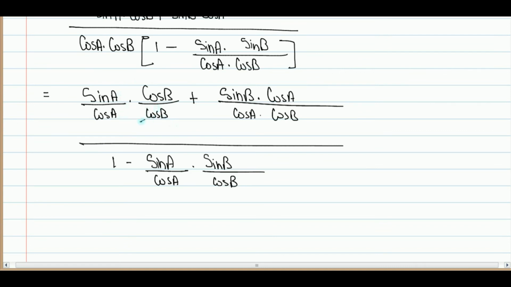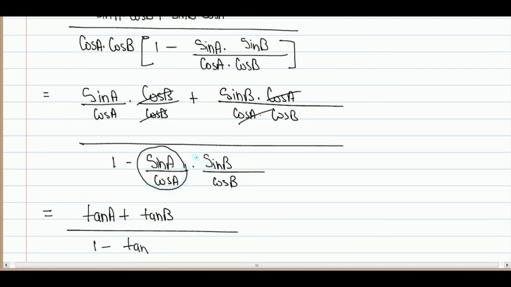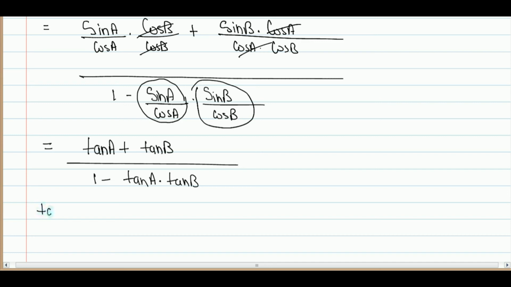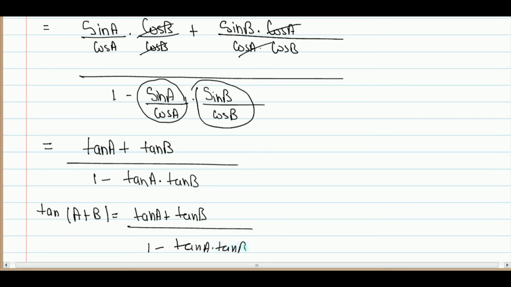Can we just cancel this cos B, similarly cos A, and the numerator will become sin A by cos A, which will be equal to tan A. Similarly, sin B by cos B will be equal to tan B, divided by 1 minus tan A into tan B. So the formula for tan A plus B is equal to tan A plus tan B over 1 minus tan A into tan B. Okay, so similarly you can find it.